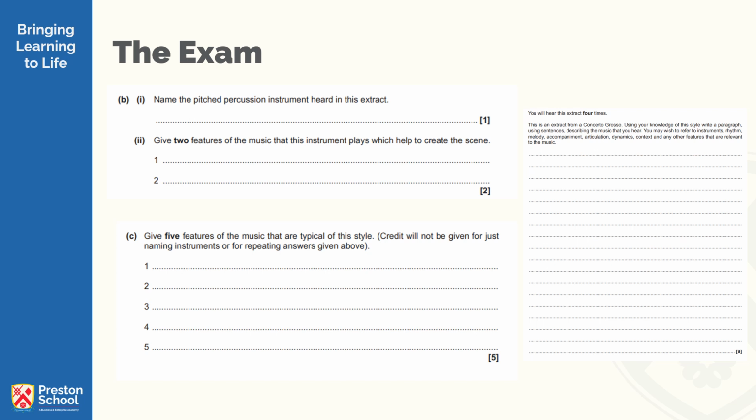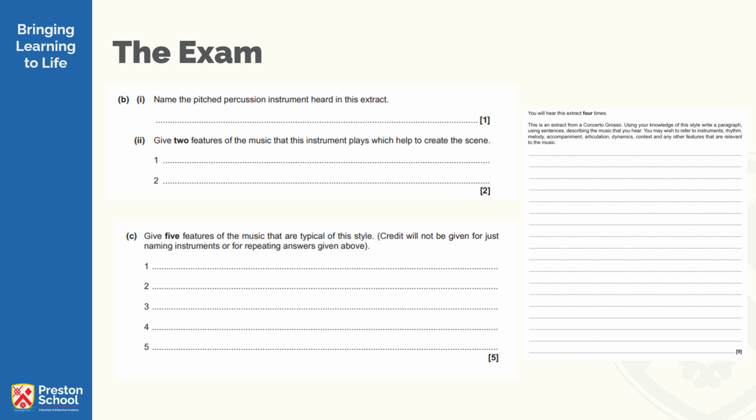So it was a piece of film music. So how has that music enhanced what would be the visual? We then have 4 or 5-mark questions, and this is very typical here. So give 5 features of the music that are typical of this style. So that's when we bring in our key features learning. So for every genre we learn, we look at key features, and it's those that are the answers to those questions there.